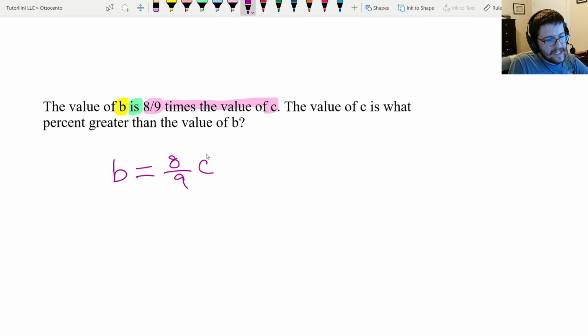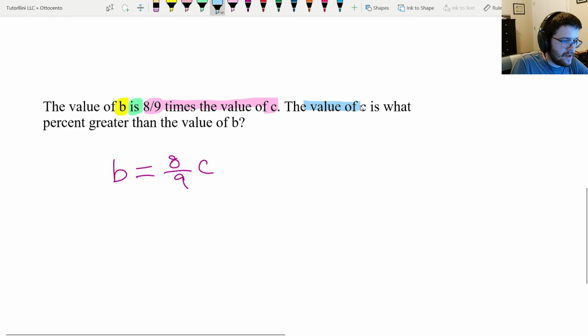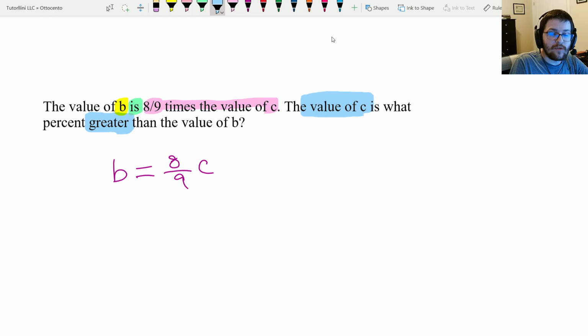So maybe that would be my percent multiplier, but here's the thing. It wants to know about the value of C kind of as the final, right? And notice how it also says greater. So our multiplier should be bigger than 1, which 8/9 is not. So to fix that, we have to get C by itself.